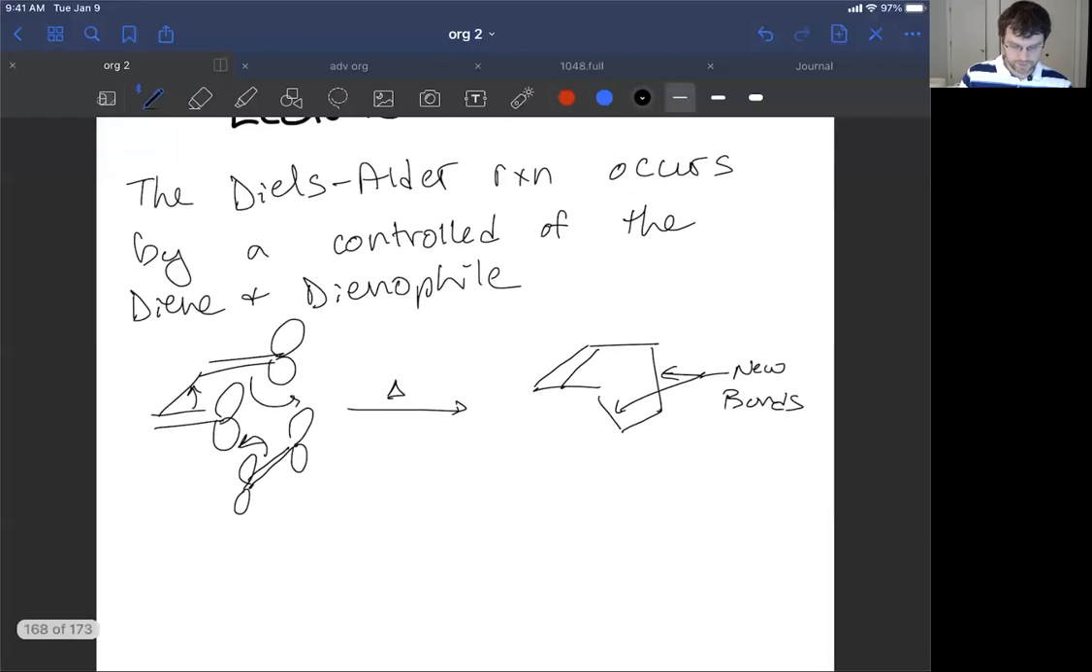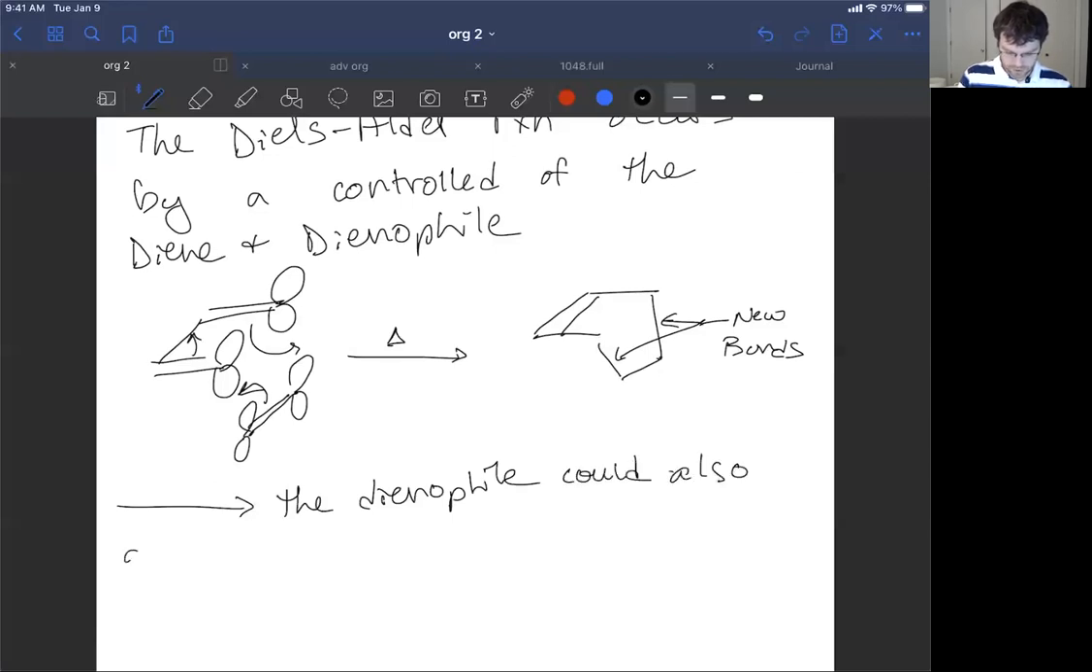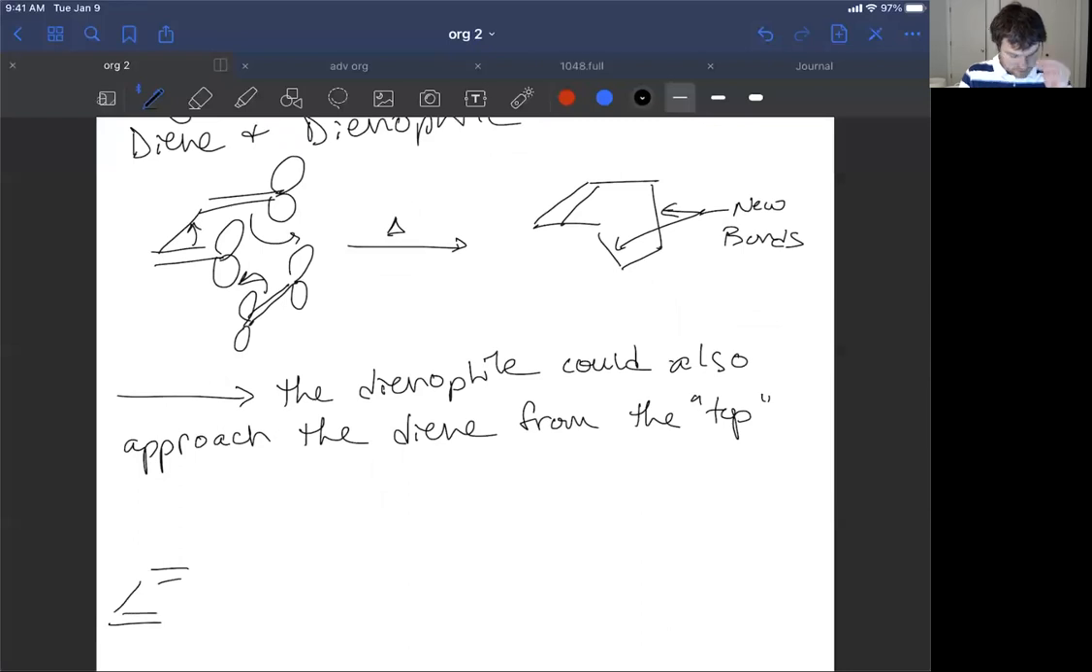Now, I always like to have the dienophile coming in from underneath, but it could also come in from the top. So the dienophile could also approach the diene from the top. Okay, now what does that look like? Well, it's a similar picture, except we have the dienophile coming in from the top.